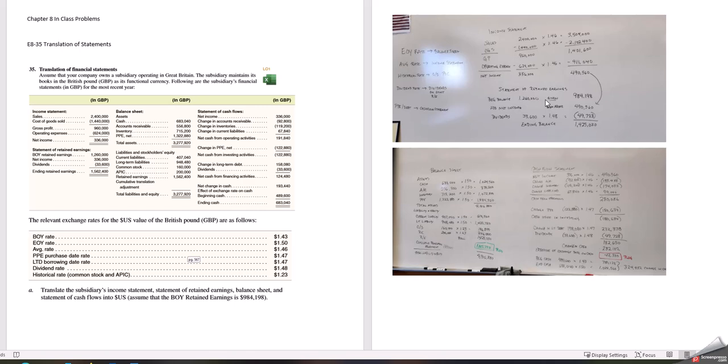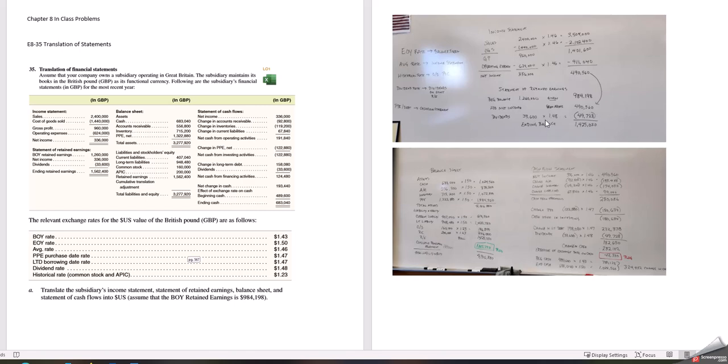Now our statement of retained earnings, like I told you in the PowerPoint, is going to be given to us. So our beginning balance, it tells us, of the statement of retained earnings is $984,198. So we don't have to compute that. But then we have to understand how the statement of retained earnings works. Our net income funnels down from the income statement into our statement of retained earnings at that translated amount.